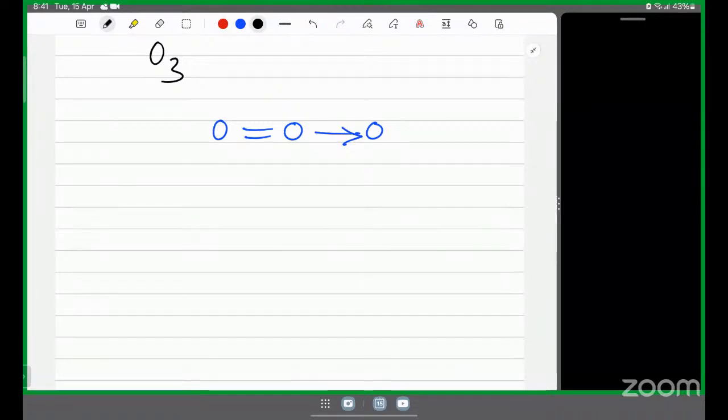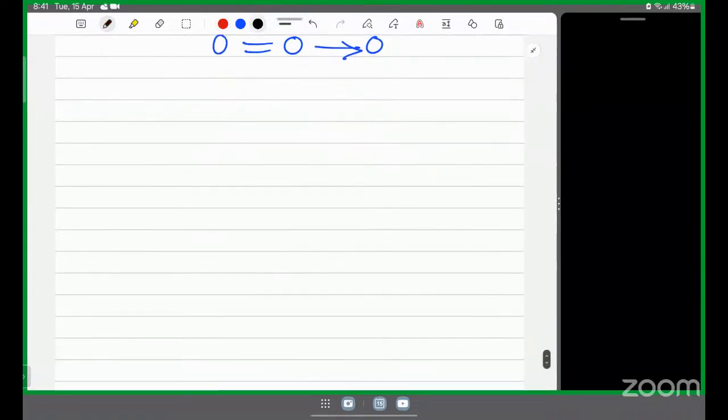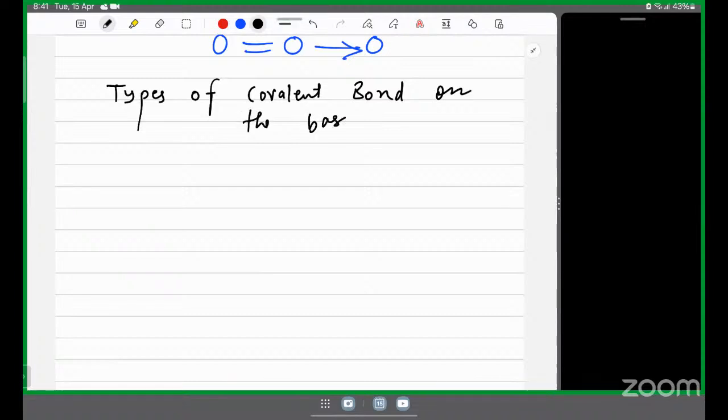Okay. Next point is types of covalent bond on the basis of dipole moment.